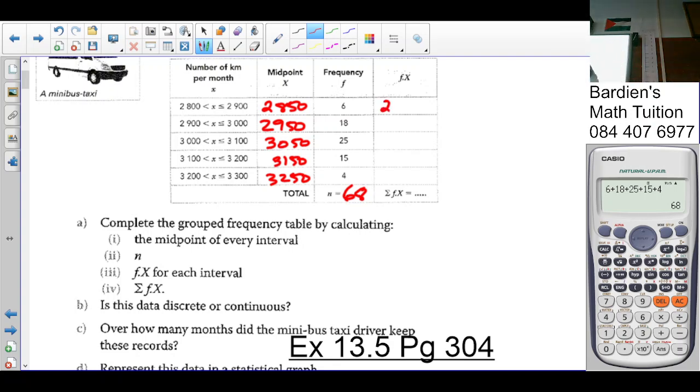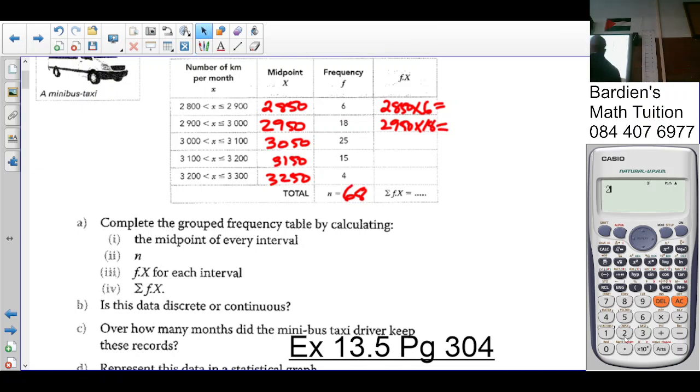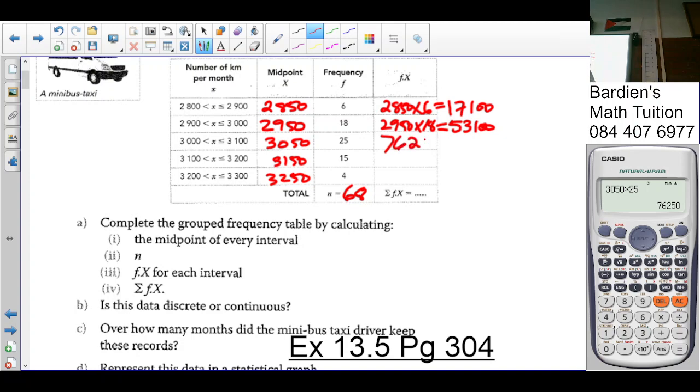So this is going to be 2850 multiplied by 6. The next one would be 2950 multiplied by 18, and so on. 2850 multiplied by 6 gives you 17,100. The next one is 2950 multiplied by 18: 53,100. The next one is 3,050 multiplied by 25. That gives us 76,250.